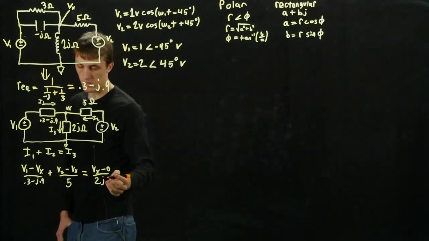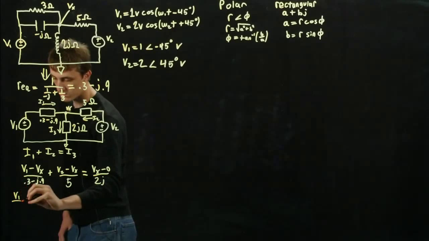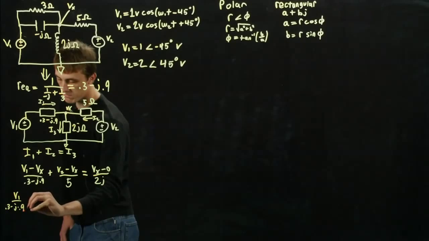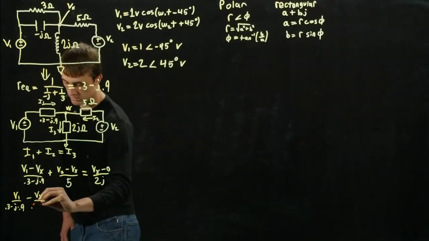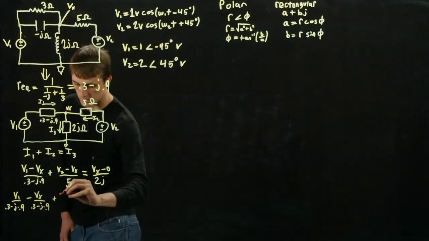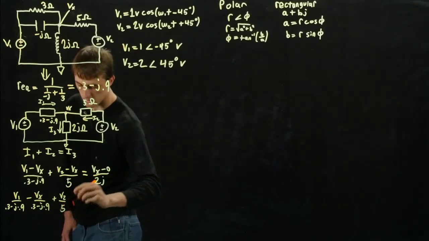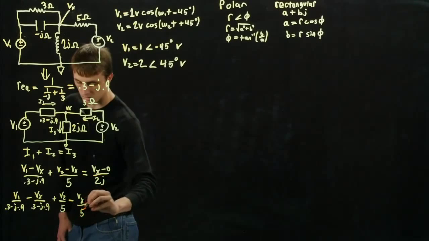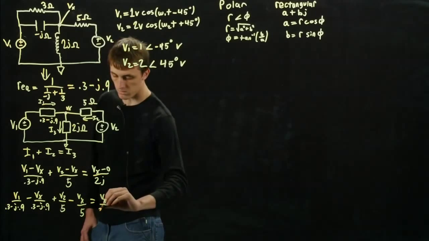But just doing the algebra out, we end up with V1 over 0.3 minus j times 0.9, minus Vx over 0.3 minus j times 0.9, plus V2 over 5 minus Vx over 5 is equal to Vx over 2j.